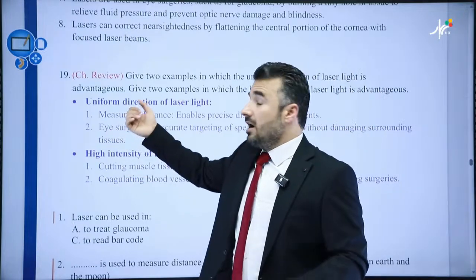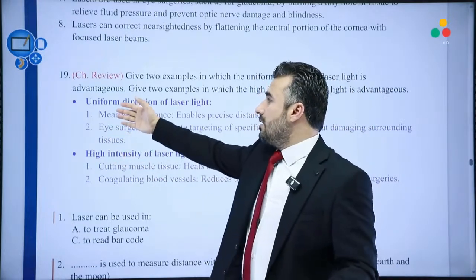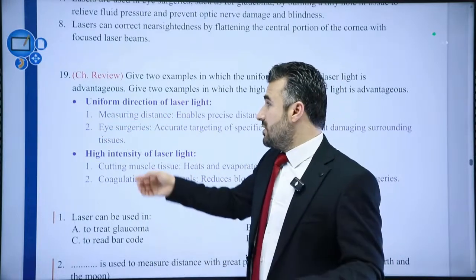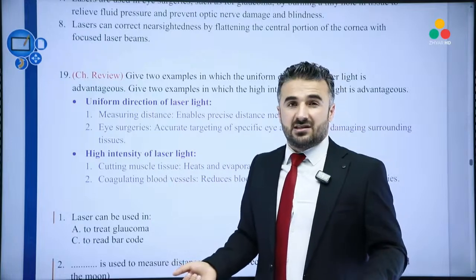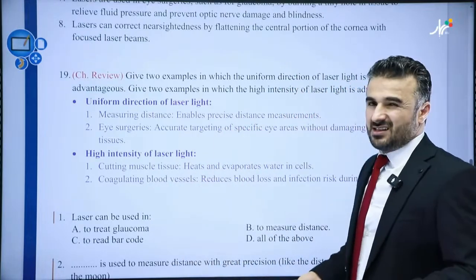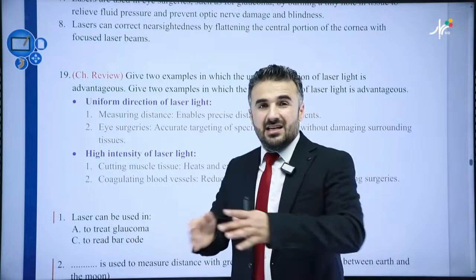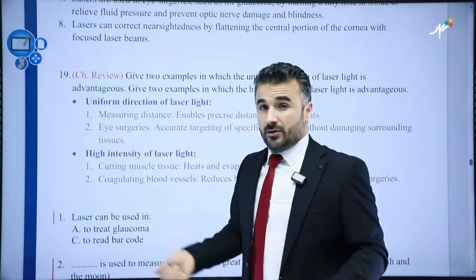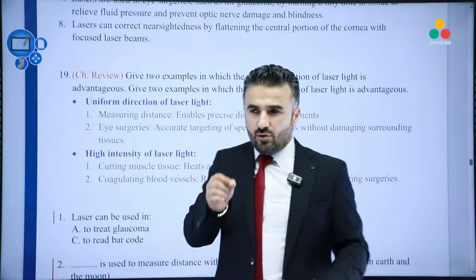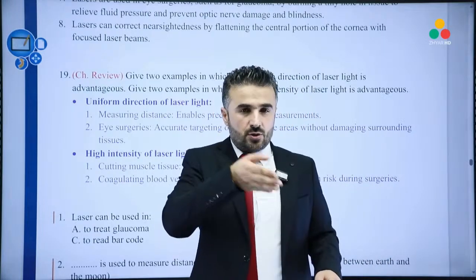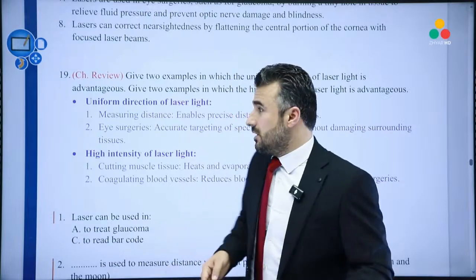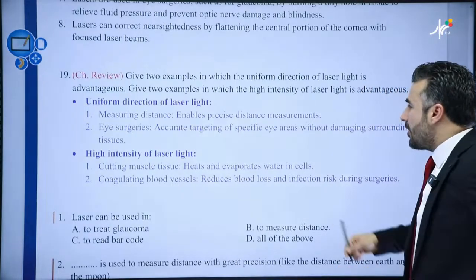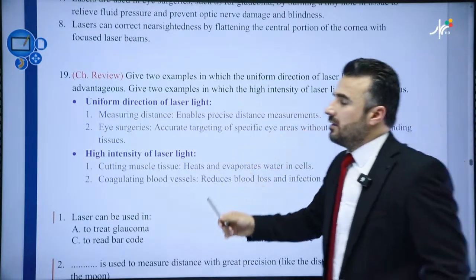And of course, we've mentioned this. Regarding the uniform direction of laser light, we said we can use it to measure distance. It enables precise distance measurement, because it is uniform and doesn't spread a lot. Another advantage is, for example, eye surgeries. Because it is so directional, you can direct it to a point without affecting the surrounding tissues. So it allows accurate targeting of specific eye areas without damaging the surrounding tissues.